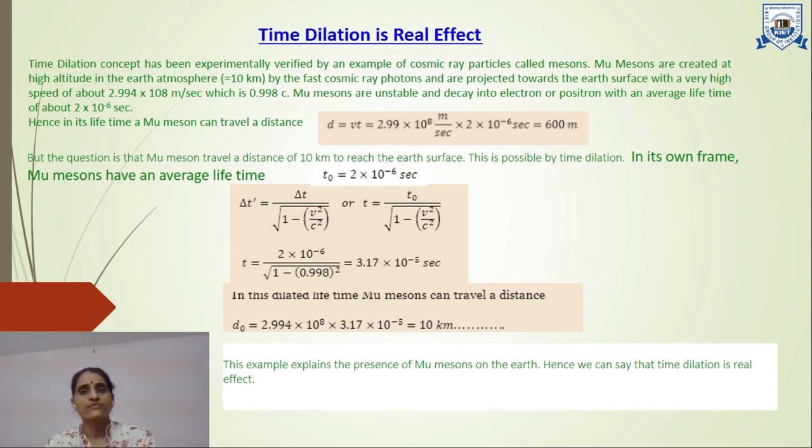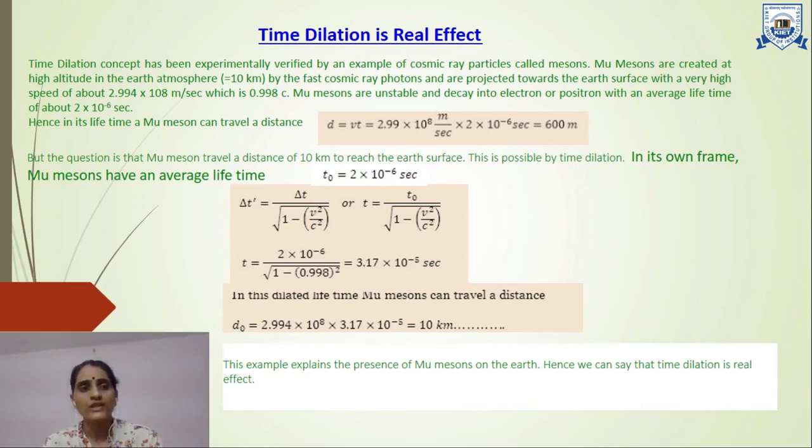These mu mesons, which are created at an altitude of 10 kilometers, travel with a speed of 2.994 x 10^8 meters per second, or 0.998 c. These mu mesons are unstable and they decay into an electron or positron within an average lifetime of about 2 x 10^-6 seconds.